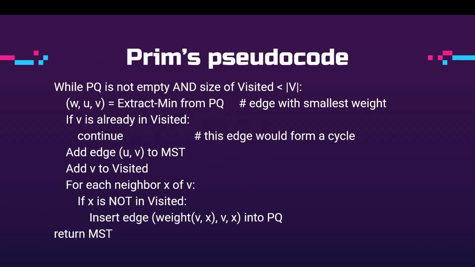And then while PQ is not empty and the size of visited, remember visited, is smaller than the total amount of nodes, because when it becomes equal to the total amount of nodes, we have the minimum spanning tree.